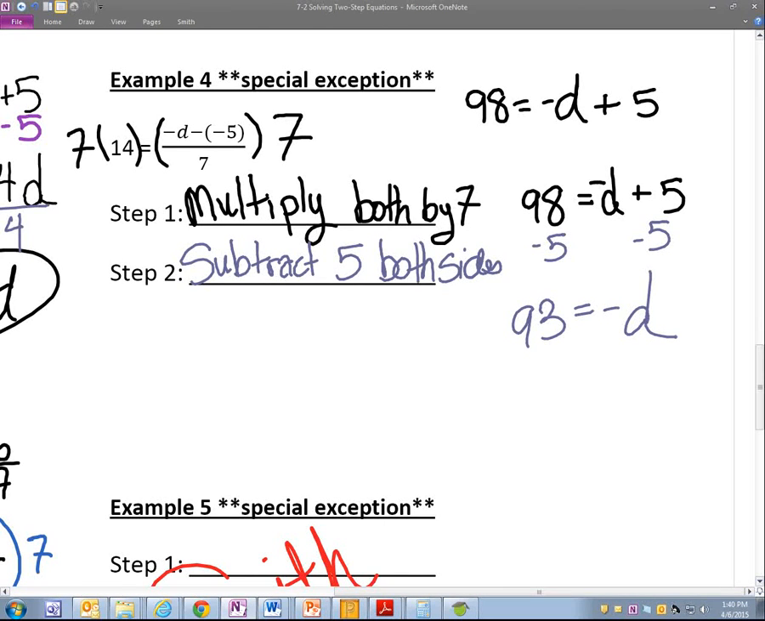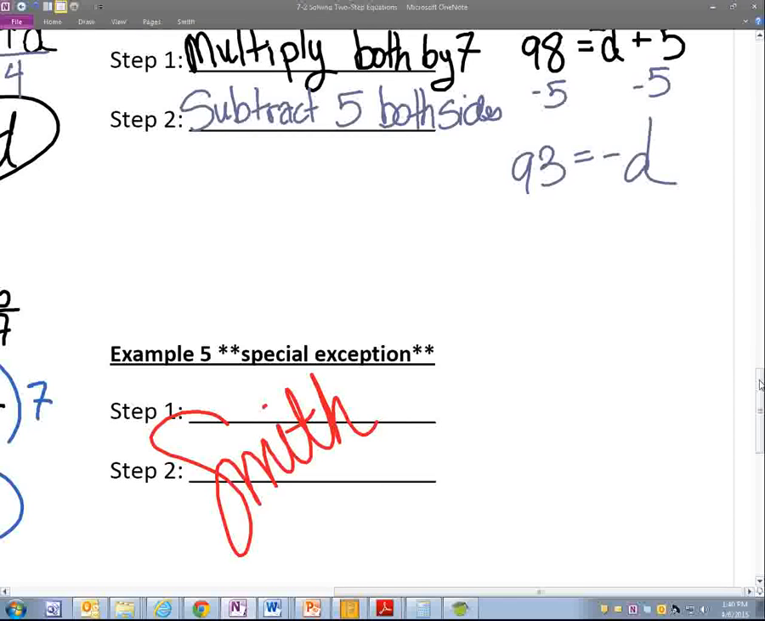So D is still not by itself. It has a -1 connected to it, and it likes to be alone. And if you have a -1 connected to your friendship, get away from them. Okay? Yeah, sure. So we have 93 equals -D.